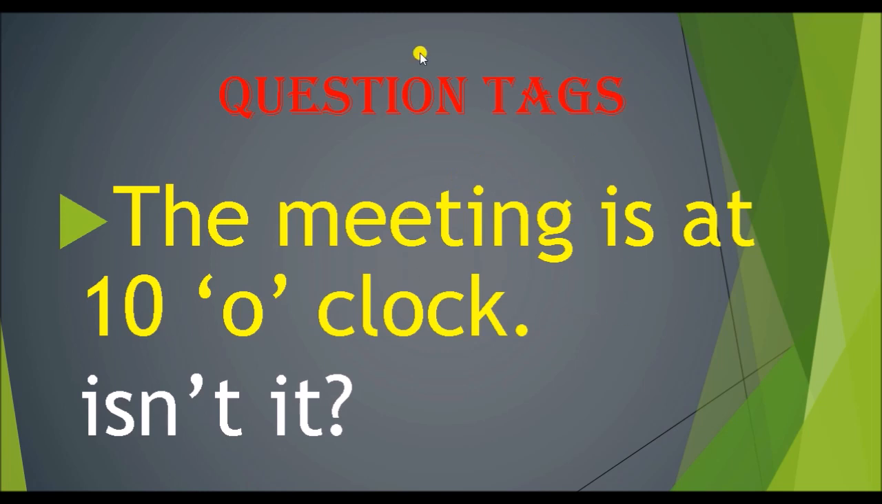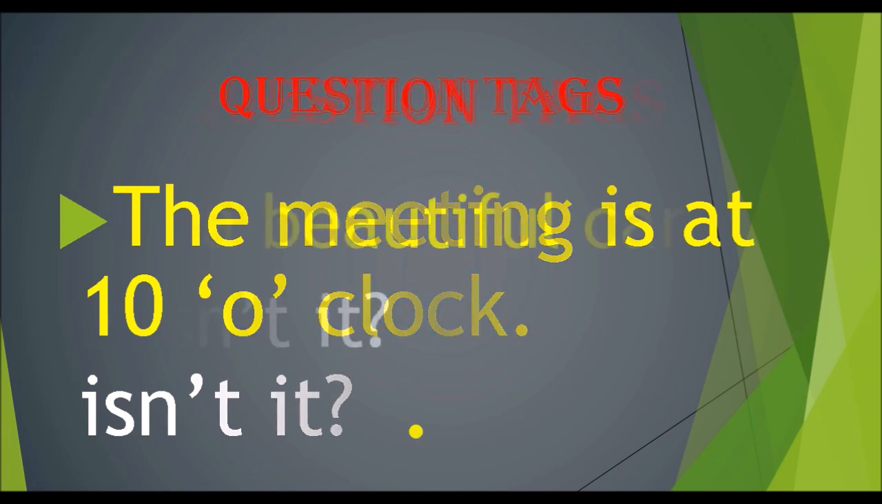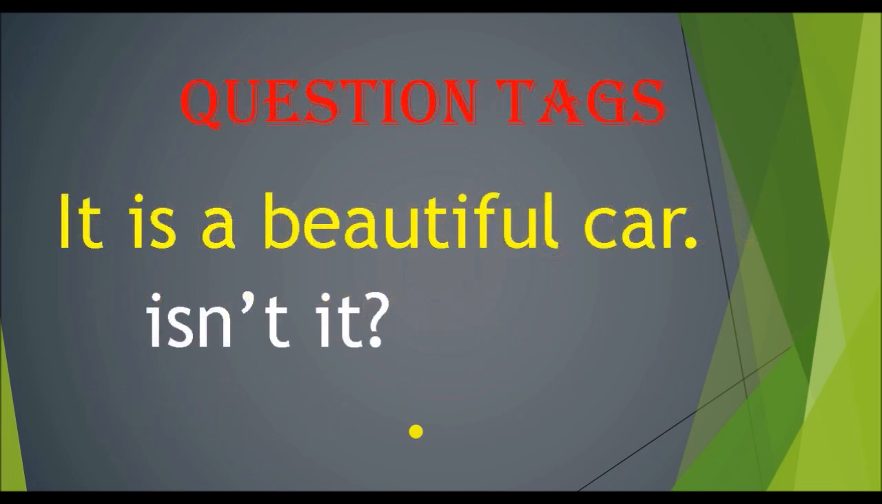In this statement, the person is not sure whether the meeting will start at 10 o'clock or not. So we have the statement followed by a question. We have another way of using a question tag. You see, it's a beautiful car, right? It is a simple statement. Here the person is sure. He knows the car is beautiful. Okay, let us move.